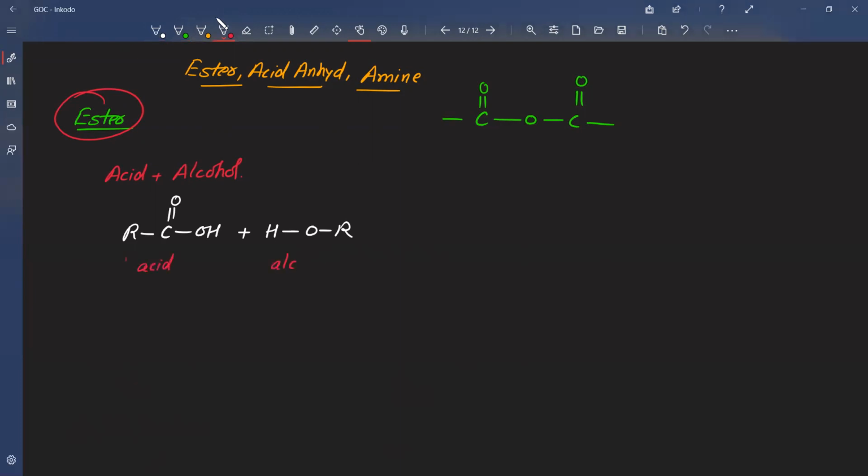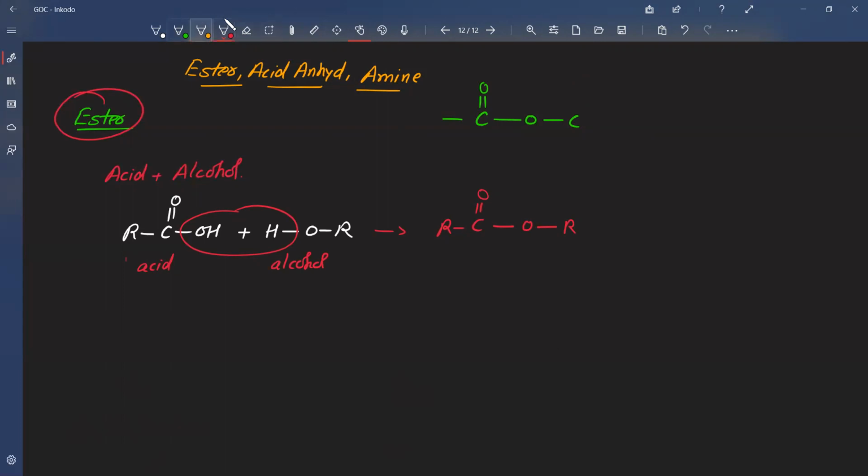H2O is removed. Correct. So you will remove this H2O and then this forms a compound which will look like this, not this. This is your ester. Now these esters can be of two types. That is, both the R's can be same or both the R's can be different. But that is not the criteria here. Here the criteria is that it is a derivative of acid and alcohol.